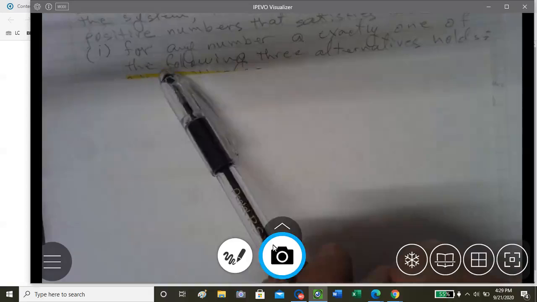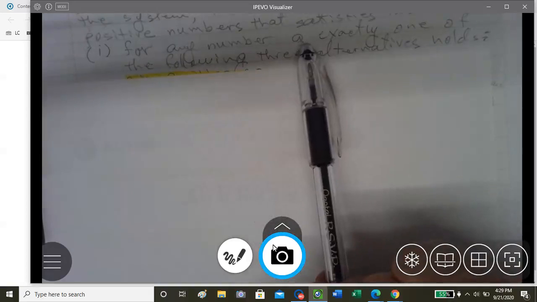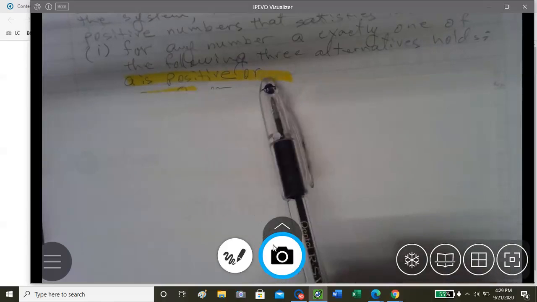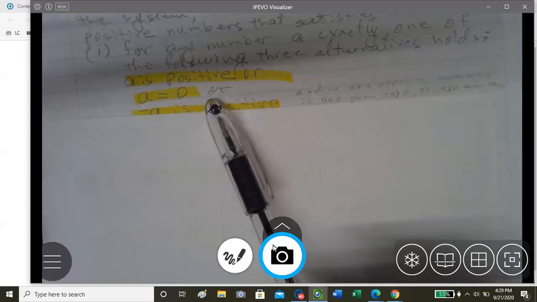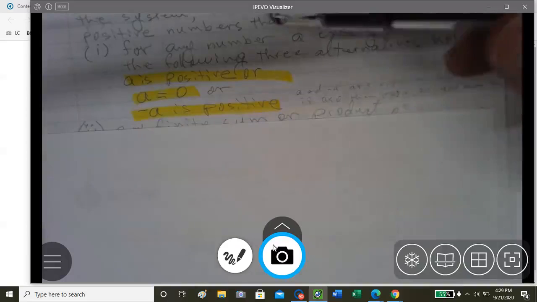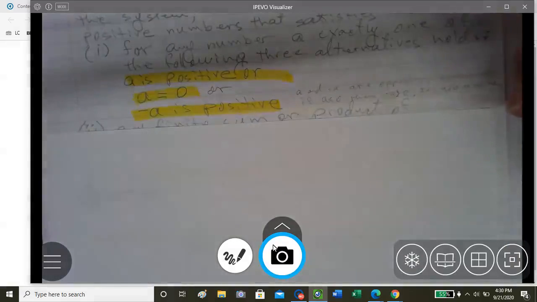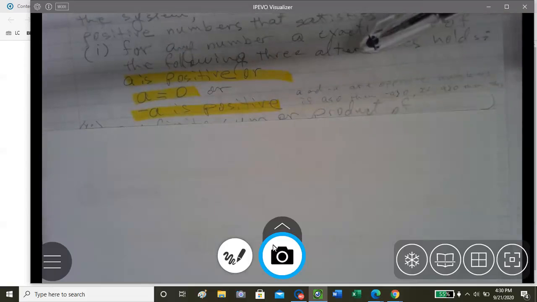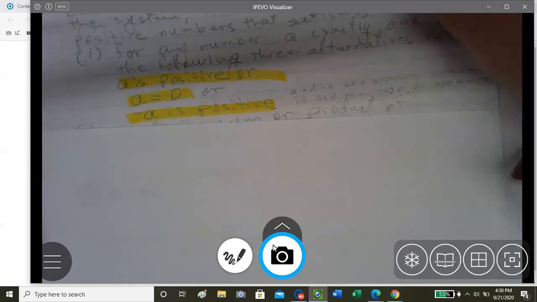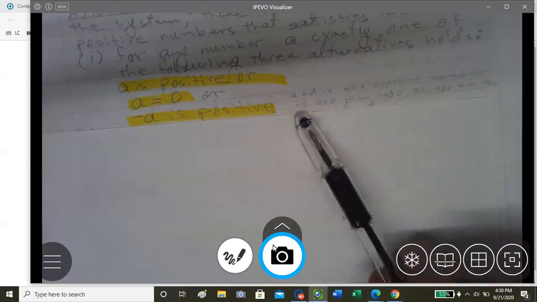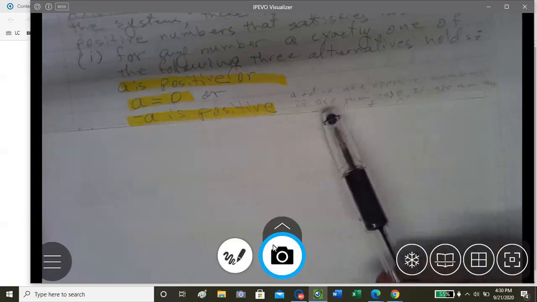The first condition is for any number a, exactly one of the following three alternatives holds. A is positive, a equals 0, or negative a is positive. Since a and negative a are opposites, only one can be positive, and only one of them can be negative. Only one can be greater than 0, and only one can be less than 0. A and negative a are opposite numbers.